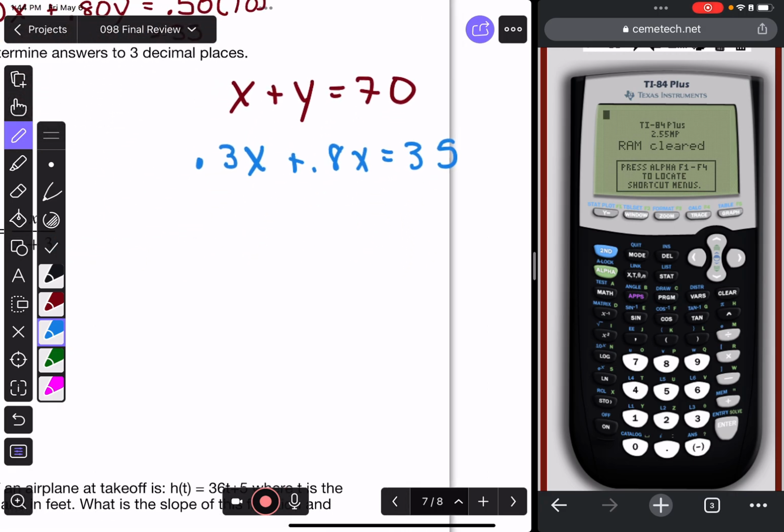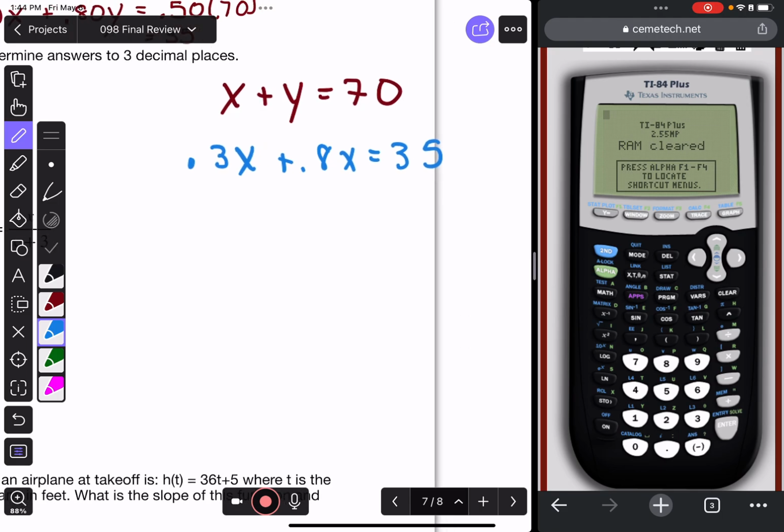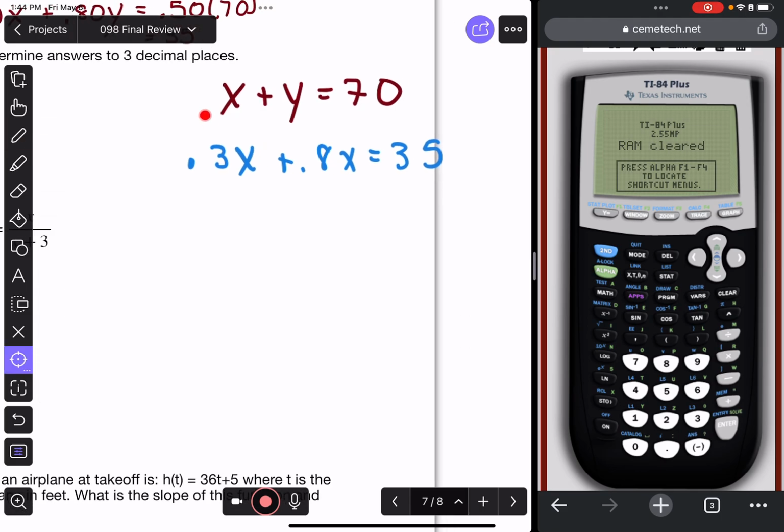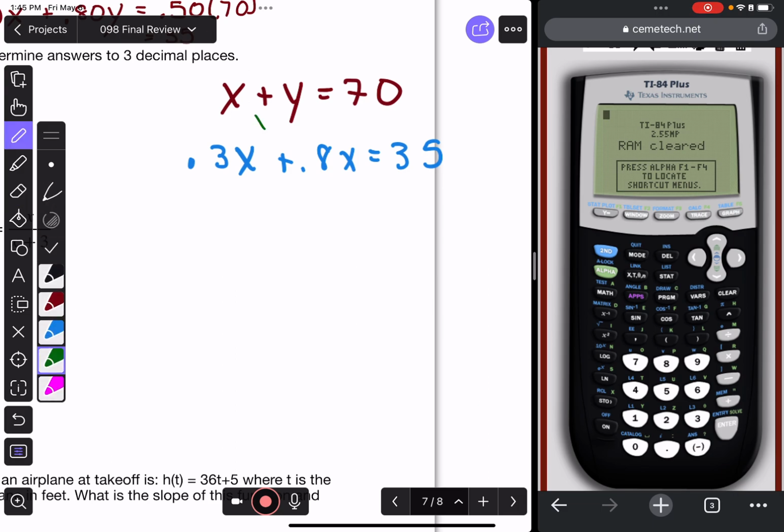I think I'd probably use substitution maybe. I could also multiply this equation up here maybe by negative 0.3, that wouldn't be bad. Or by negative 0.8 and add the equations together. But I'm going to do it by substitution, so I'll just take this one up here and solve it for X. So X is 70 minus Y, and now I'll use substitution. So I've got 0.3 times X, but X I'm going to substitute out to 70 minus Y, plus my 0.8y equals 35.